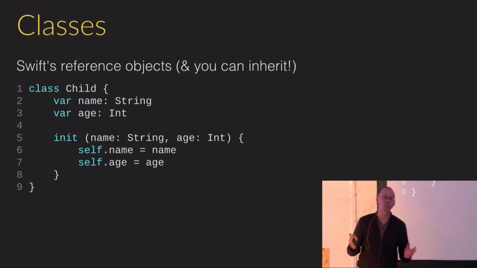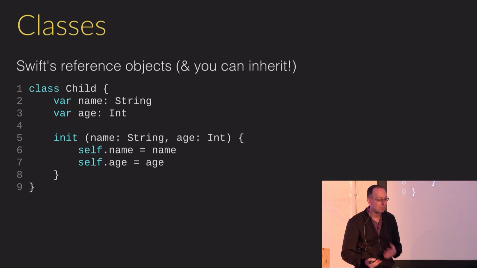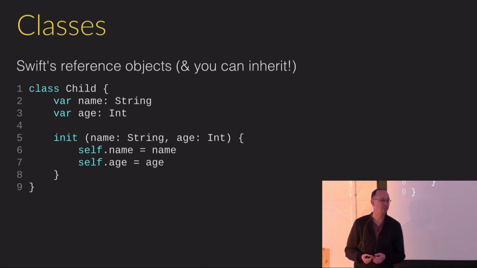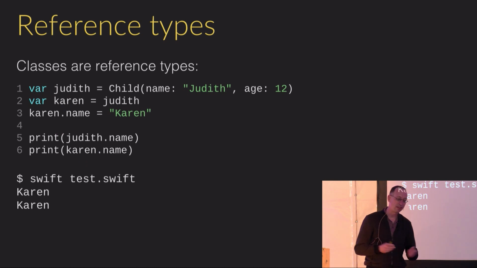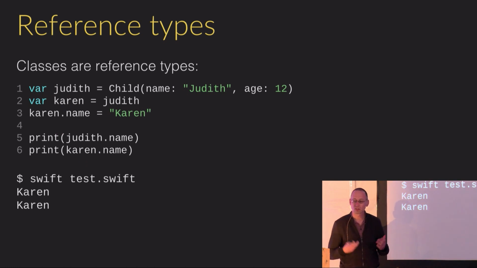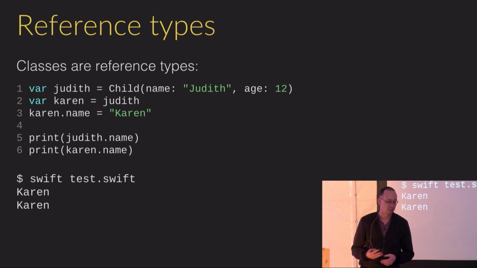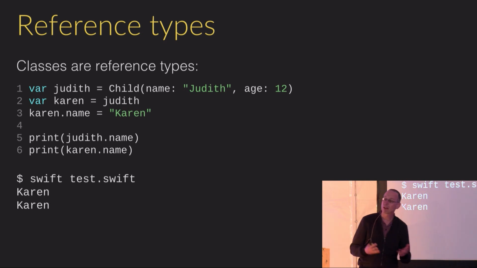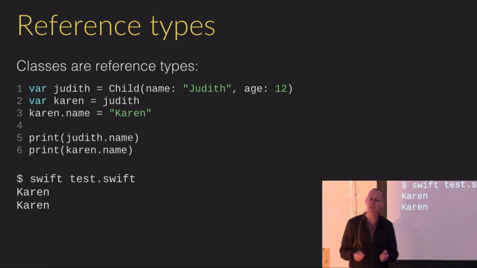So here I've defined a child class. We've got a name and we've got an age, a couple of properties, and we've got an initializer so we can set them. So nothing particularly complicated. Usage looks a bit like this. Here I've got a child called Judith who is 12, and then I assign Karen to Judith and change Karen's name to Karen, who's now also 12. If I print Judith's name and I print Karen's name out, you will notice that both objects have the name Karen.